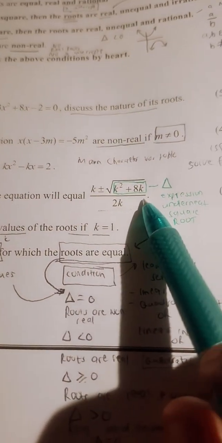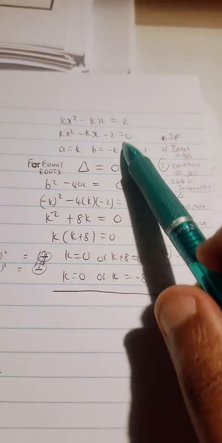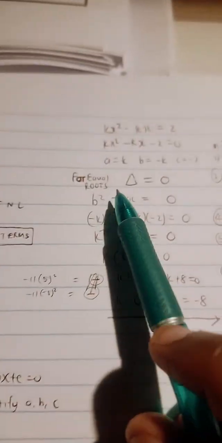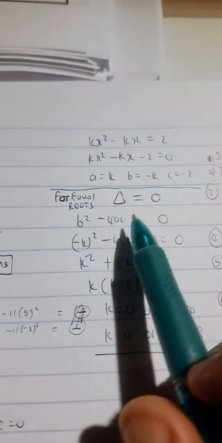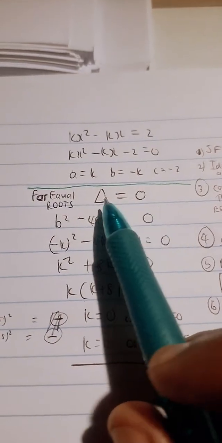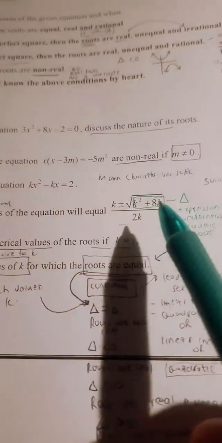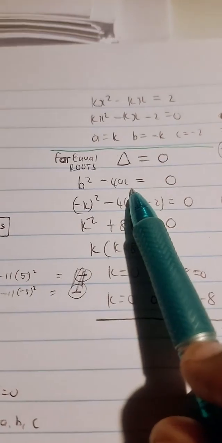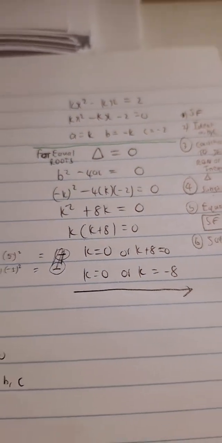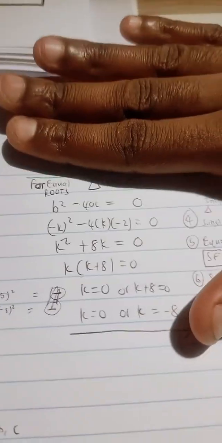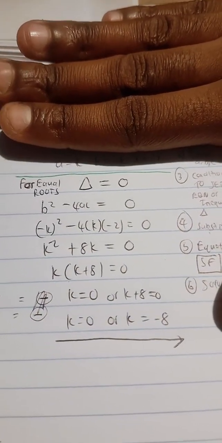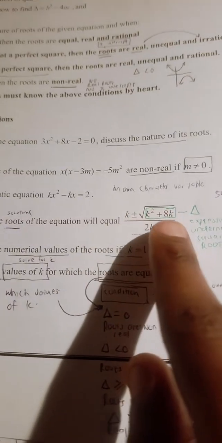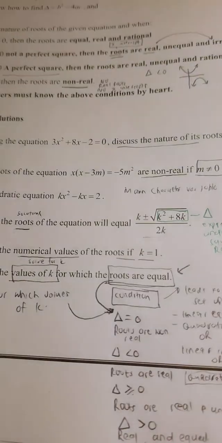So we could have, instead of going through all of this trouble again for question 4.3.3, just started here and said for equal roots, delta is equal to 0. You just harvest the k squared plus 8k, write it there and say equal to 0 and you just solve. So guys, instead of doing all of that, you would have gotten all your marks, because you would have just answered the question based on the roots of your equation.